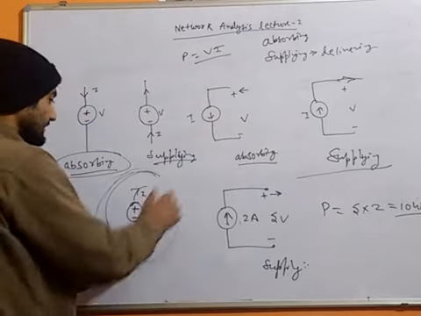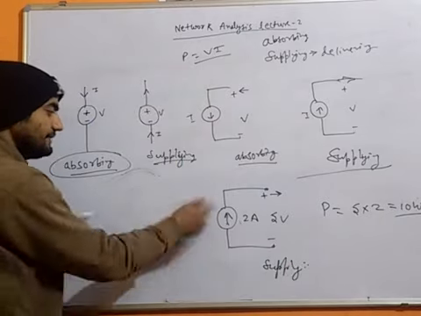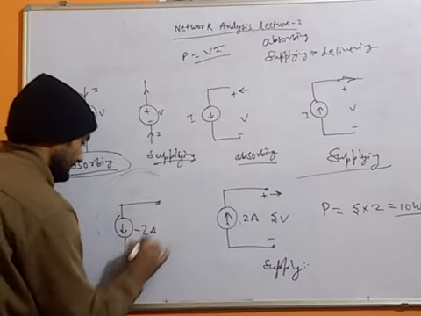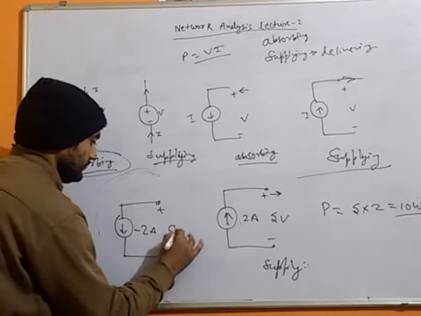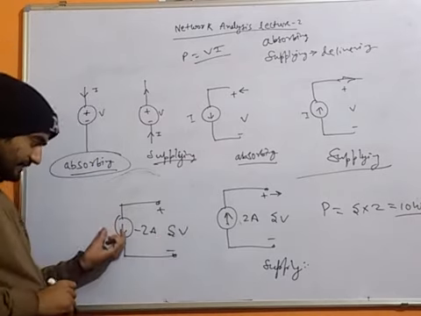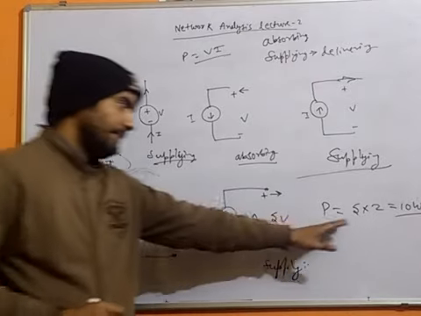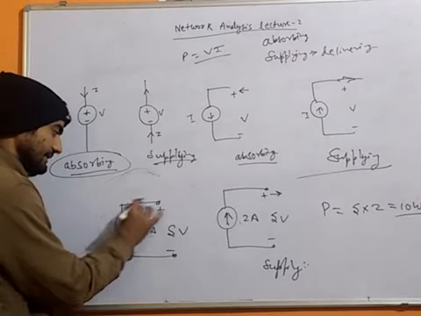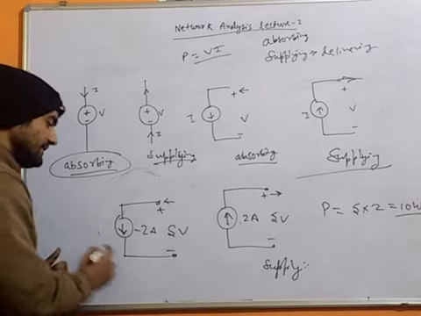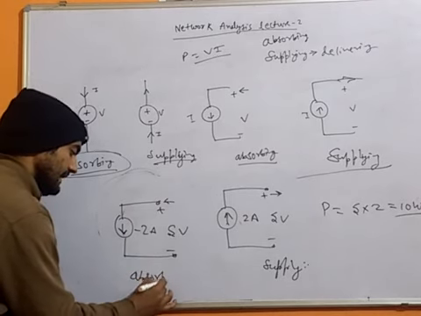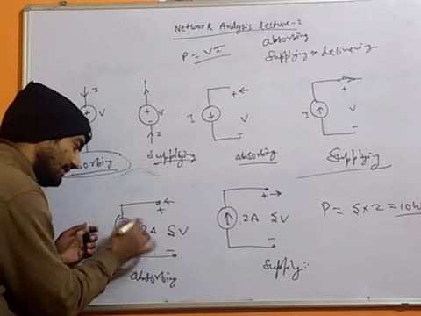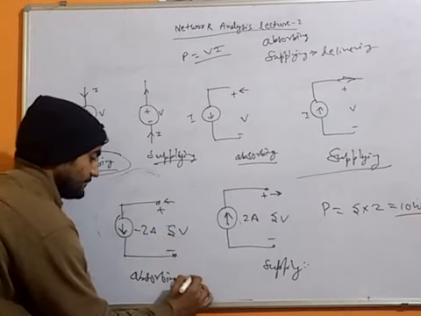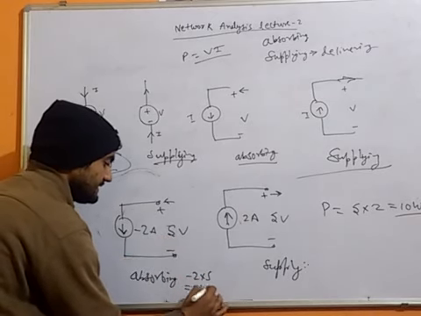Now, another way to think about this question. We had this arrangement: minus 2 ampere, plus minus 5 volt. This is the current, this is the voltage, and power we know. What is our task? We have to check the current direction. Here we can see that current is entering at the positive side, so absorbing. How much? We have not omitted the minus, so we will multiply with the minus sign itself. So minus 2 into 5 equals minus 10 watt.